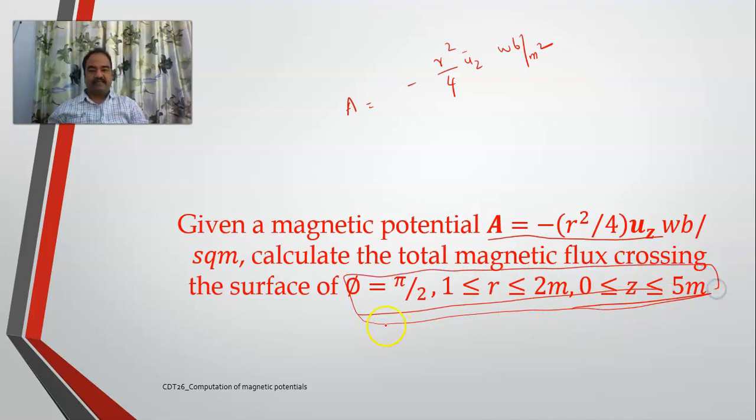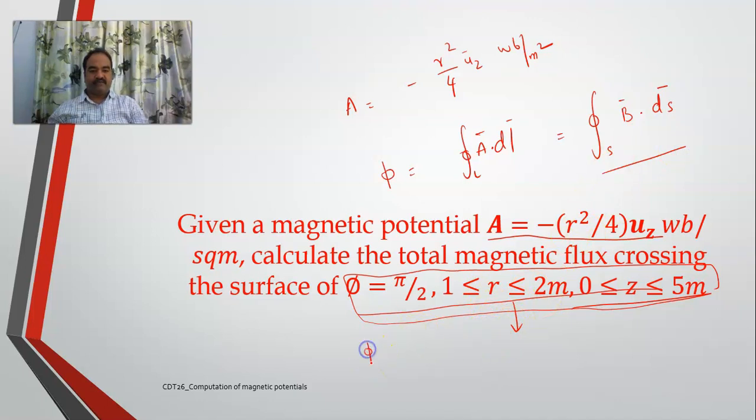You know, when A is being given, you can calculate phi using A dot dl. Or if you're not able to calculate this one, then better you go with B dot ds for the entire surface, because this is the surface directly given for you, so it will be easier to calculate in this way. So what is the surface?